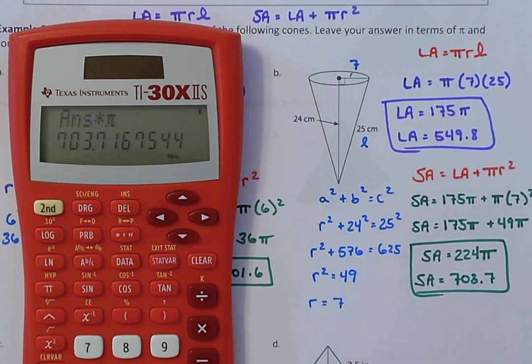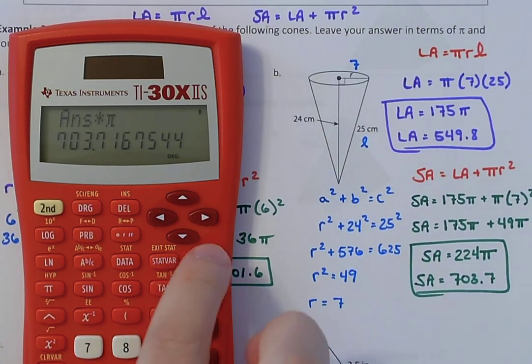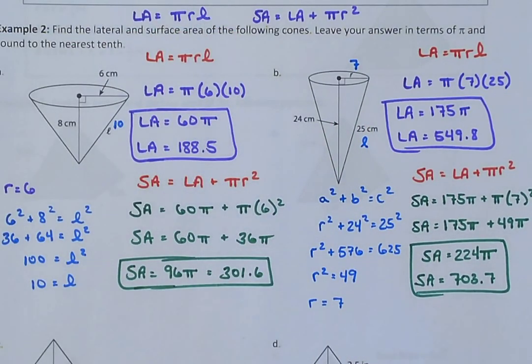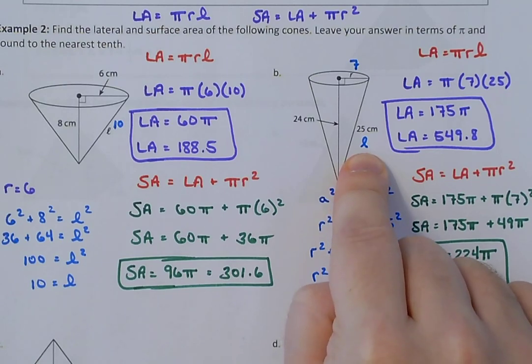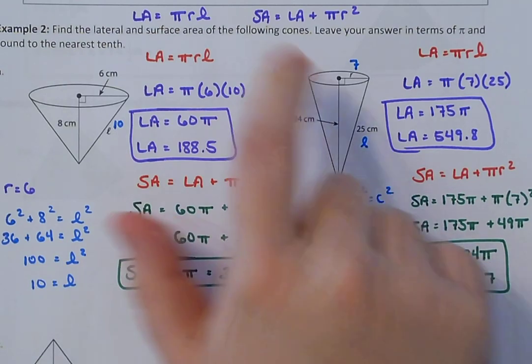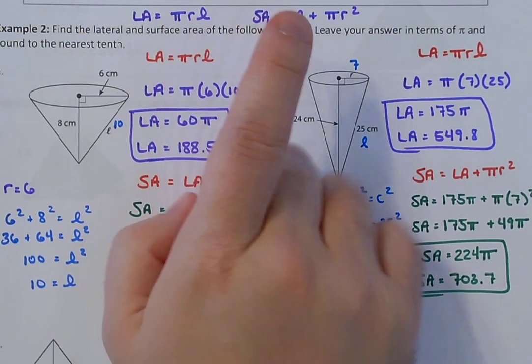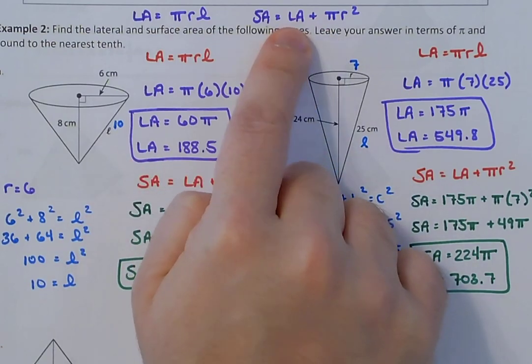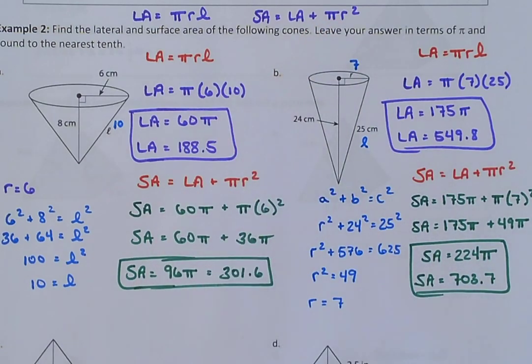And that tells us our lateral and surface area of this cone. So, to sum up for lateral and surface area of cones, you need to figure out the radius of your cone and the slant height of your cone. Once you know that r and L value, your lateral area is pi times your radius times your slant height. Your surface area is the lateral area plus pi r squared. So you only need to know those two things, radius and slant height.